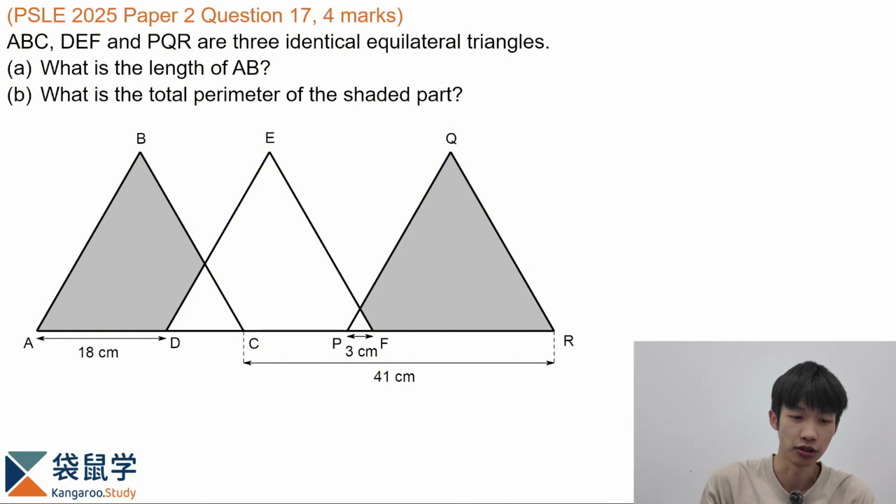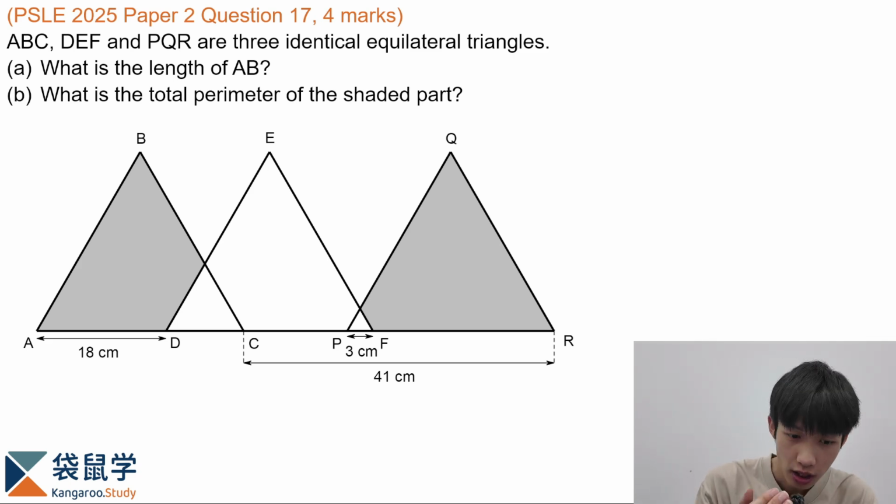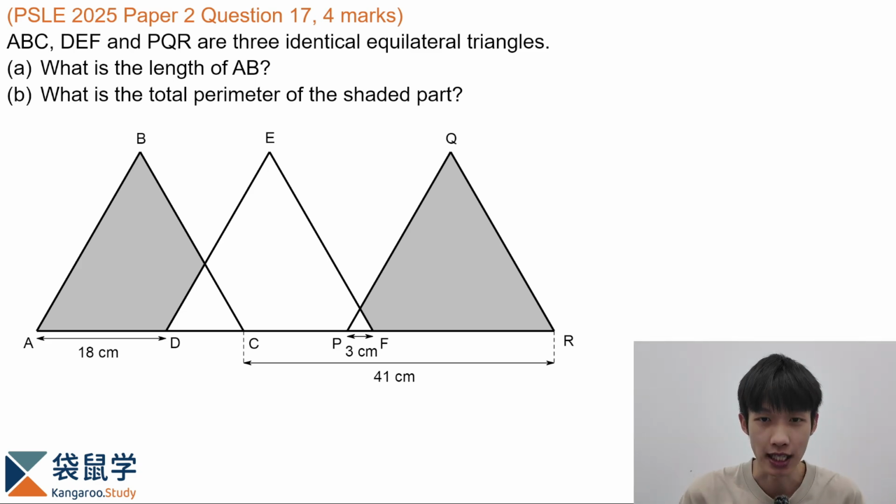But then, let's take a look. Do we know any of it? So we know AD is how much, but that is not the side length. We do not know the DC is how much, so we are able to find it. Also, the other information we have, the PF, which is the overlapping part, is 3 cm. But how about the rest? Don't know. And over the 41, is it corresponding to the side length? It's also not. So how are we able to find the side length?